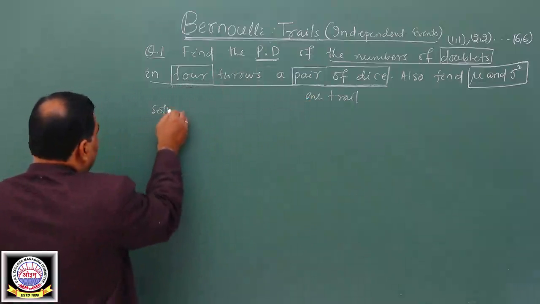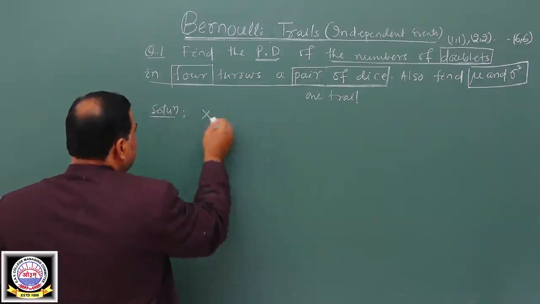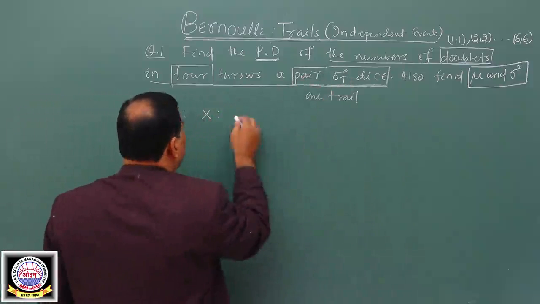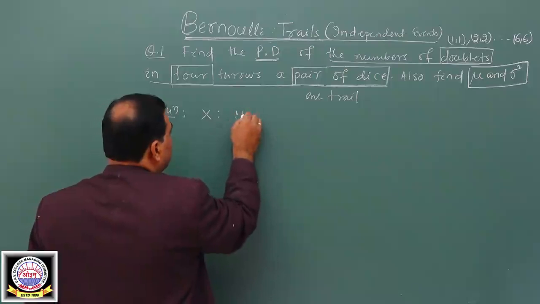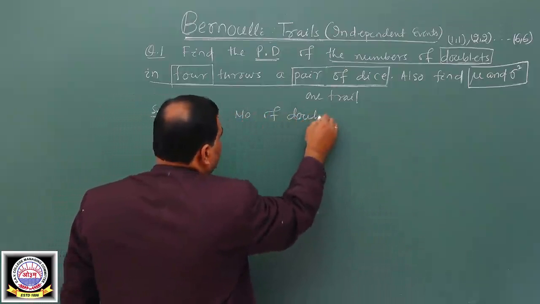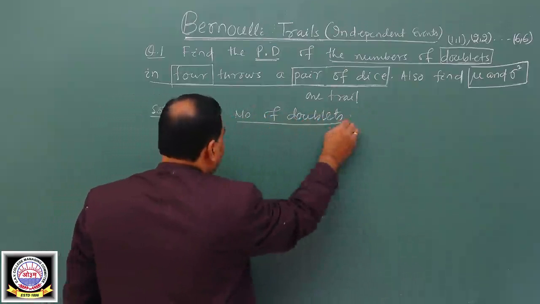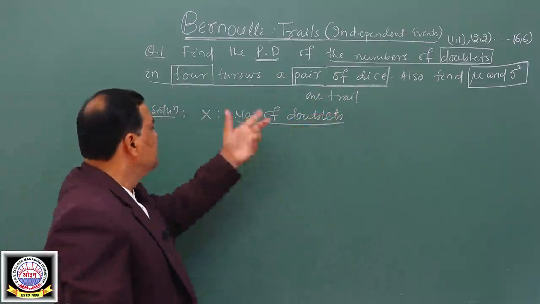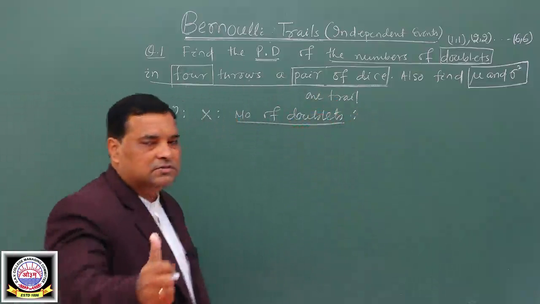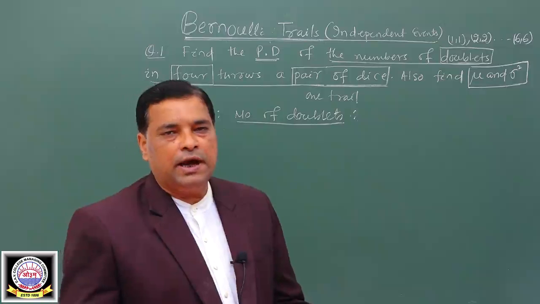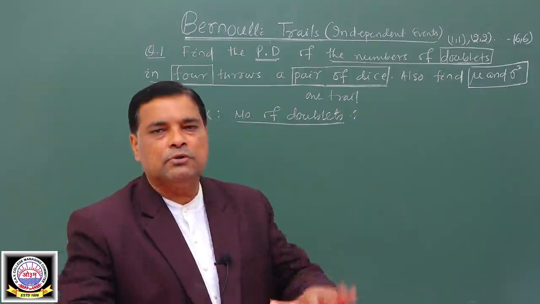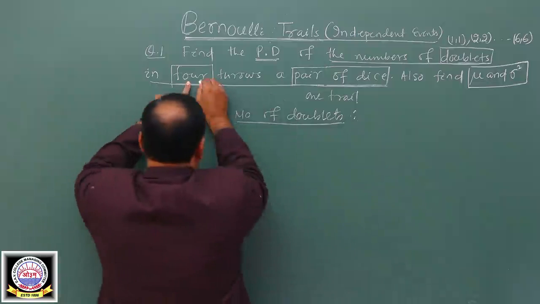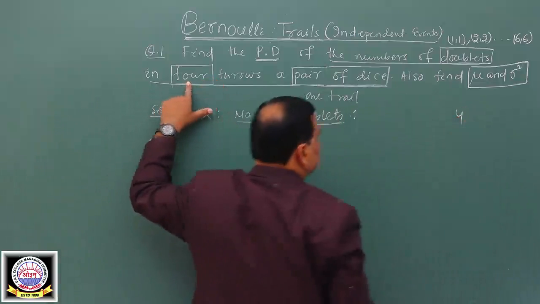So the solution: X is the random variable representing the number of doublets in 4 throws of a pair of dice. Then what values will X take? I may not get any doublet, I may get 1 doublet, 2 doublets, 3 doublets, or 4 doublets. Because I am throwing 4 times, the maximum value is 4.